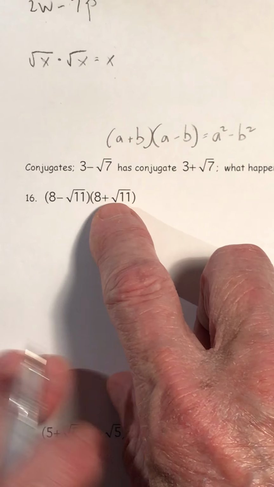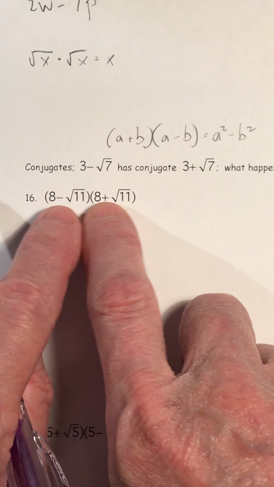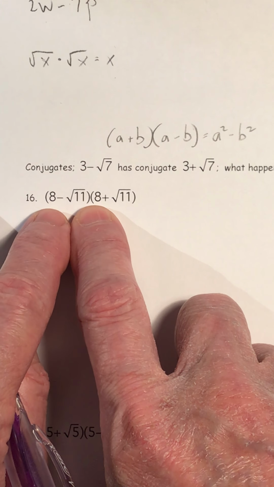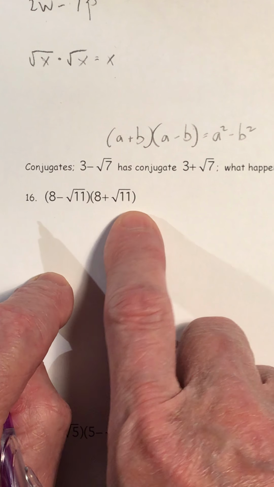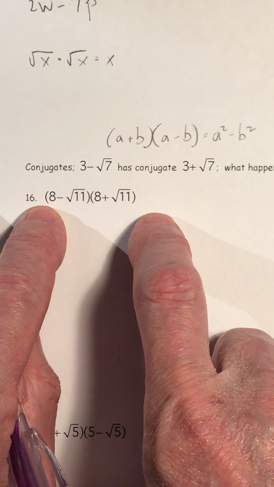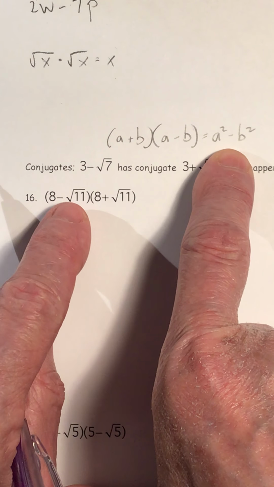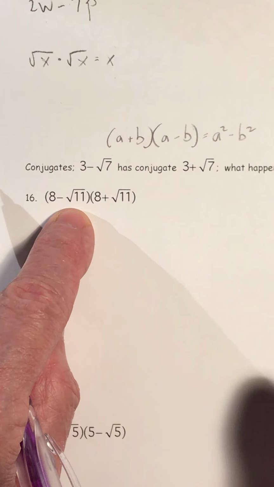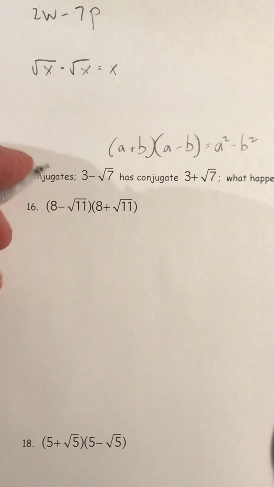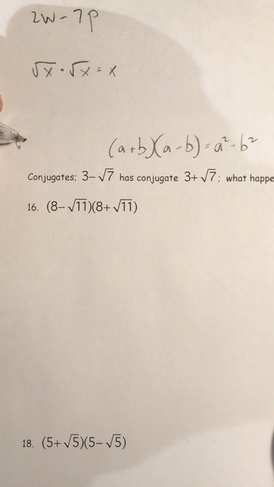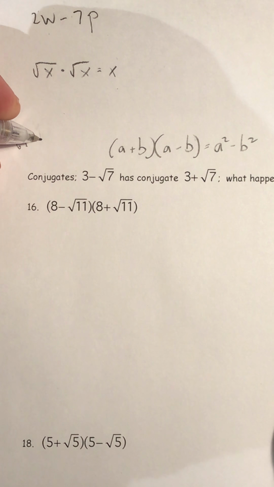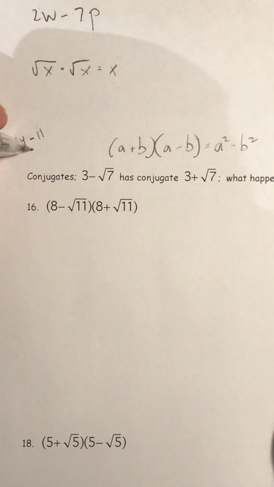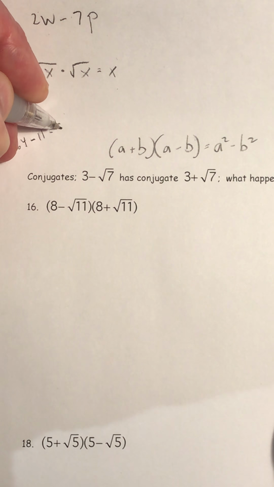So, are these conjugates? Yes, it's the same two expressions. One of them subtracted, the other one's added. So after we multiply this out, thinking this way, we should get the square of 8 take away the square of the square root of 11. The square of the square root of 11 is just 11. So the answer should turn out to be, what is that, 64 take away 11, that's 53.